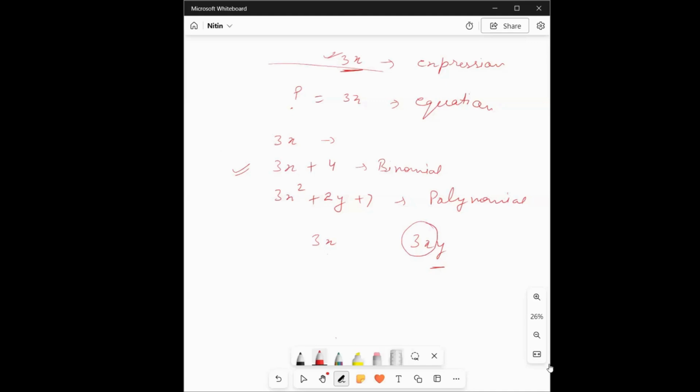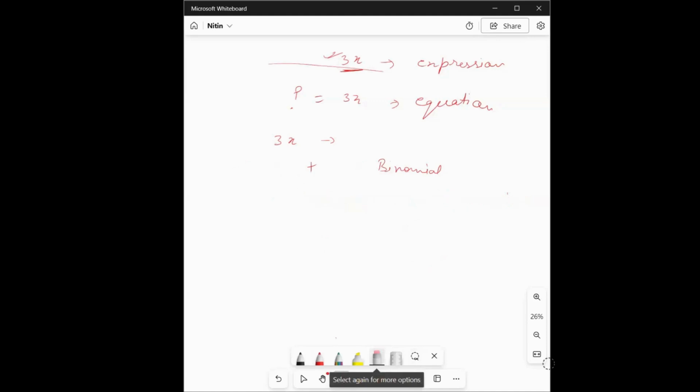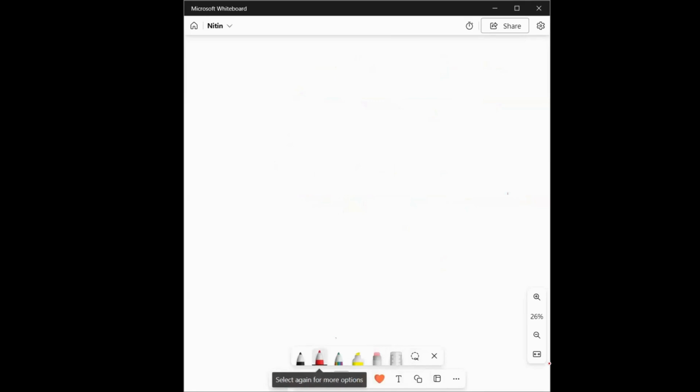Now we'll talk about degree. You know what degree is? Exponent, like squared, cubed. The number of times we are multiplying the same thing is called its degree. If I write 3 to the power 4, what is the degree here? 4.